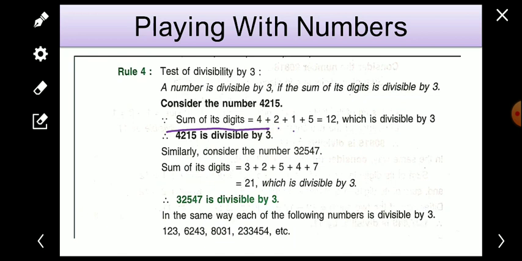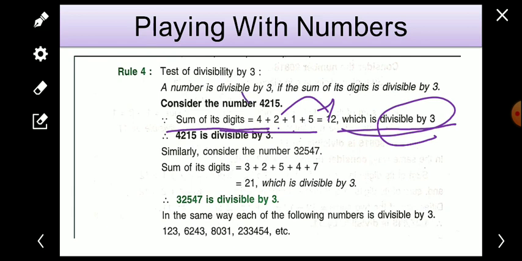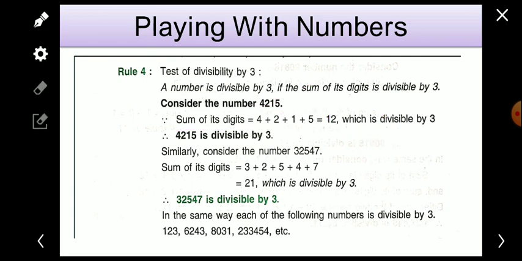So 4 plus 2 plus 1 plus 5. If you get the sum, you will get 12. And we know that 12 is divisible by 3. So the sum of the digits is divisible by 3. It means the given number is divisible by 3. Understood? To check whether a number is divisible by 3 or not, we will get the sum of the digits and check whether the sum is divisible by 3 or not. If the sum is divisible, then the given number is divisible.